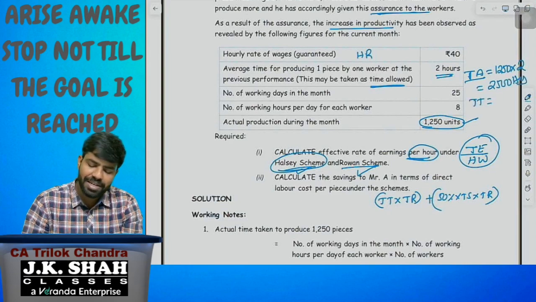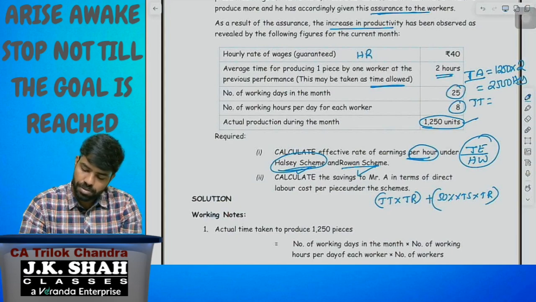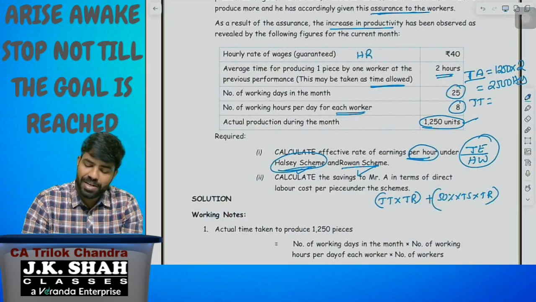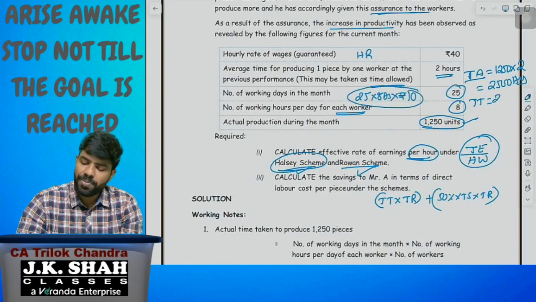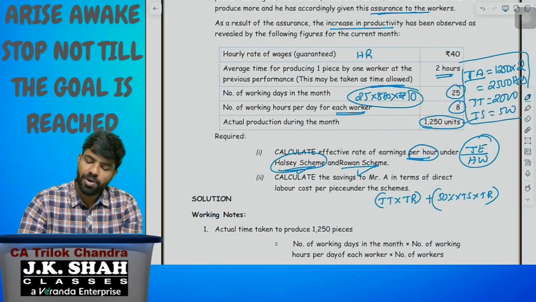Time taken. How many hours taken? Days 25, hours per day 8 hours. 25 days in a month into 8 hours per day for each worker. This is for each worker. Let me write the calculation: 25 days into 8 hours into how many workers? 10 workers are working. If you do the total calculation, we get 2000 hours time taken. Time saved equals 500.